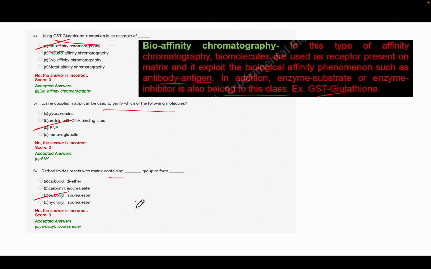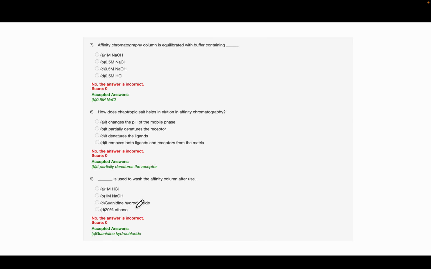Answer will be C. Affinity chromatography column is equilibrated with buffer containing 0.5 molar NaCl. That is, yeah.